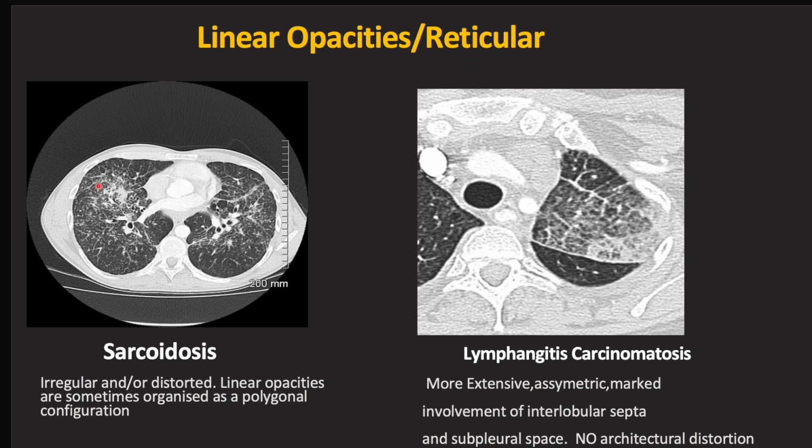So here you can see these linear opacities, these bands which are irregular, they are causing structural distortion, and they can also coalesce at areas. And let's compare it with another differential. So again, let's compare it with lymphangitis carcinomatosis here. You see this is more extensive in one area. It is asymmetric, and there is a lot of involvement of interlobular septa here, but there is no architectural distortion of the lung. So it's limited to this area. We can see a lot of involvement here, but the rest of the lung, there is no architectural distortion around it.